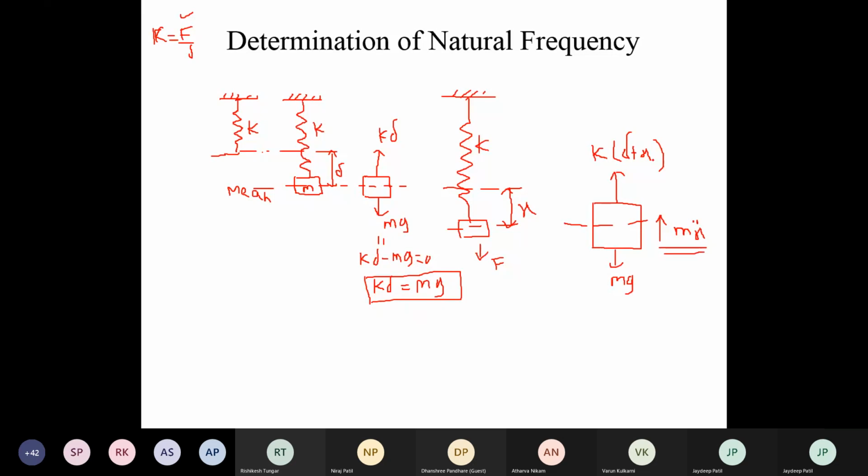Is it right? Now this is nothing but your inertia force. Now k into bracket delta plus x is your spring force and gravitation force. Hello? Did you understand till here? mx. Yes, mx.